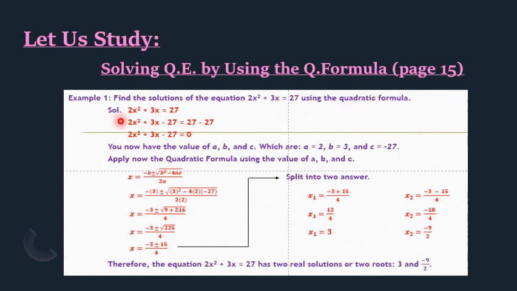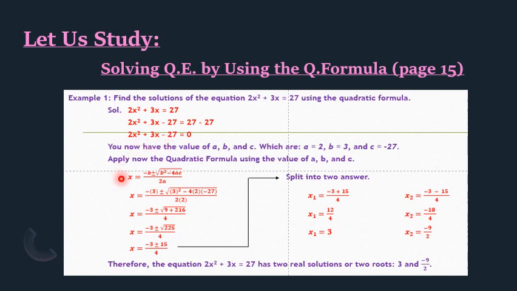So first, i-arrange nato sa standard form. Kabalo na mo unsaon pag-arrange. So, na-form siya 2x squared plus 3x minus 27 is equals to 0. Karon i-identify nato ang value sa A, B, and C. So, ang value sa A diri is 2. Ang value sa B diri is 3. Ang value sa C is negative 27. Take note, dili 27, kundi negative 27.